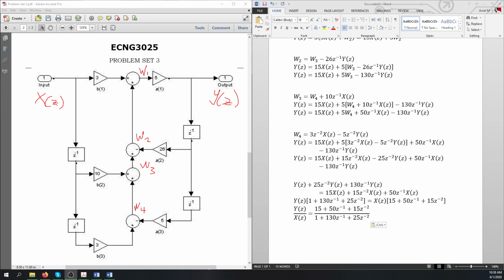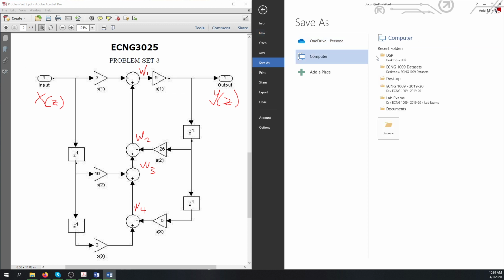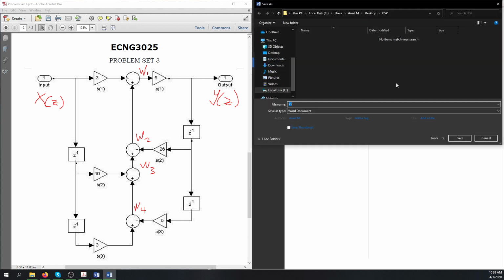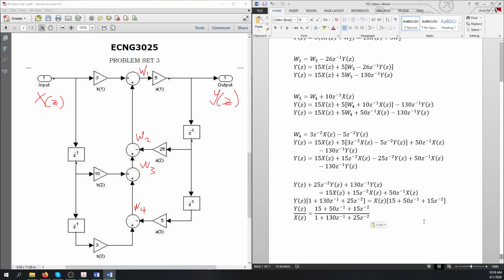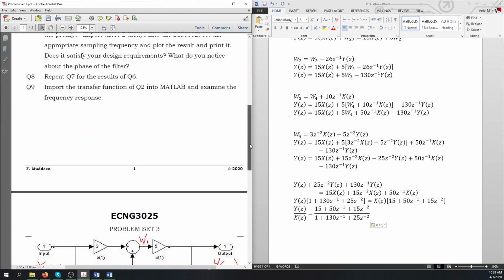Alright, so any questions regarding how we went about this entire process to get our transfer function? Okay, we're pretty much okay then. Alright, so that is the end of question 2.